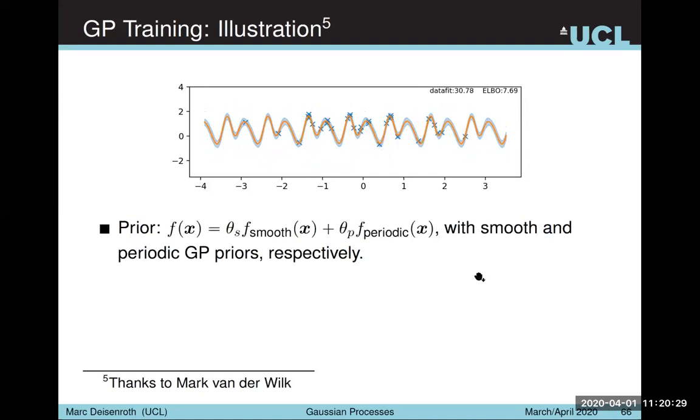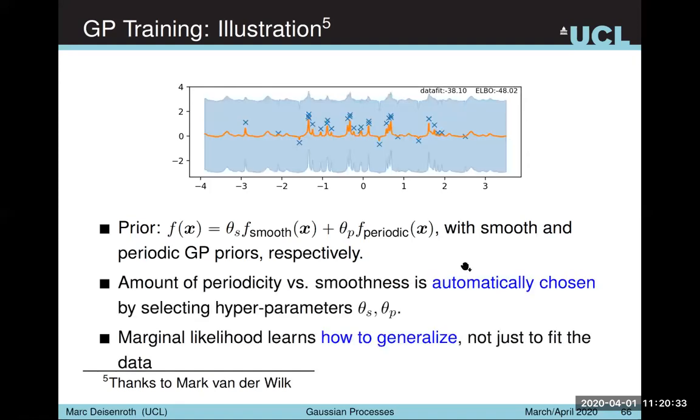And so what happens here is that the amount of periodicity versus the smoothness is automatically chosen by selecting these hyperparameters theta s and theta p. So they are part of the optimization problem.